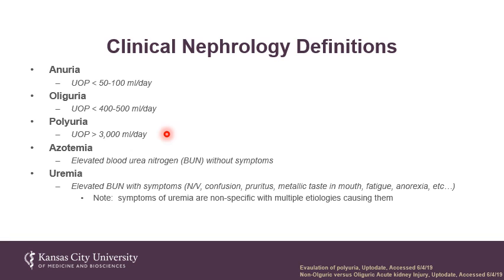What's azotemia? Azotemia means you have an elevated blood urea nitrogen but no symptoms of renal failure, whereas uremia means you have elevated BUN but with symptoms. And what are symptoms of uremia? Nausea, vomiting, confusion, pruritus, which is itchy skin, a metallic taste within the mouth, fatigue, anorexia. There are many more. But all of these symptoms are non-specific, and you have to understand that just because a patient has an abnormal kidney function and they have these symptoms does not mean they're uremic, so you have to try to interpret it with a little grain of salt.